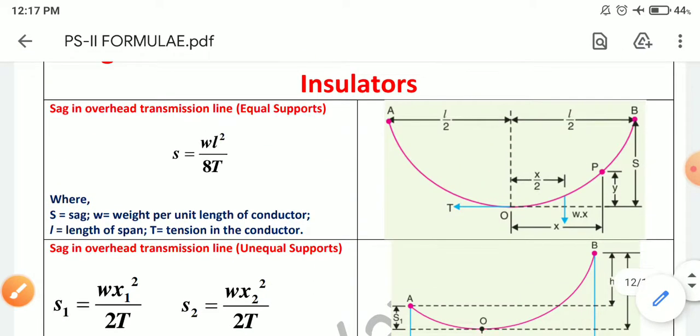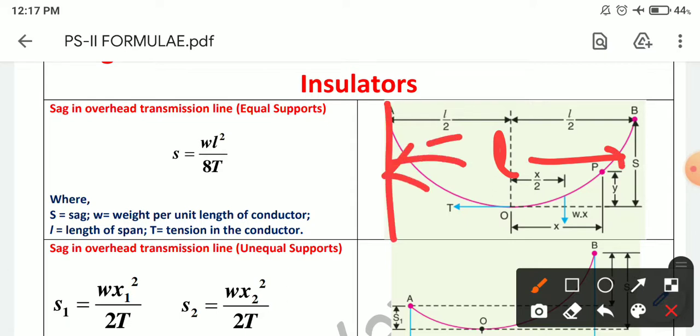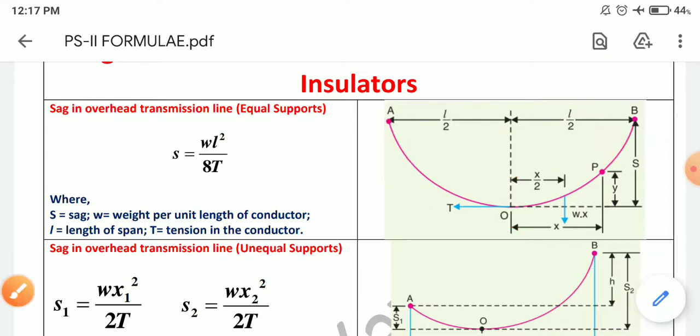When compared to the previous case, the sag happened exactly at the midpoint of the span length. If L is the total span length, then at a distance L by 2 from support A the sag is formed. That's why, at L by 2 and L by 2, the two equal halves of the span length, the sag is formed.